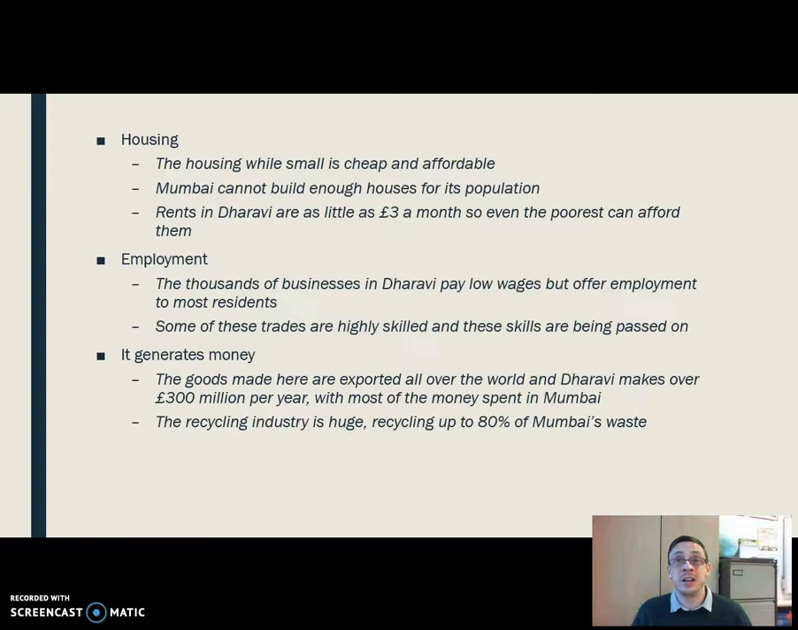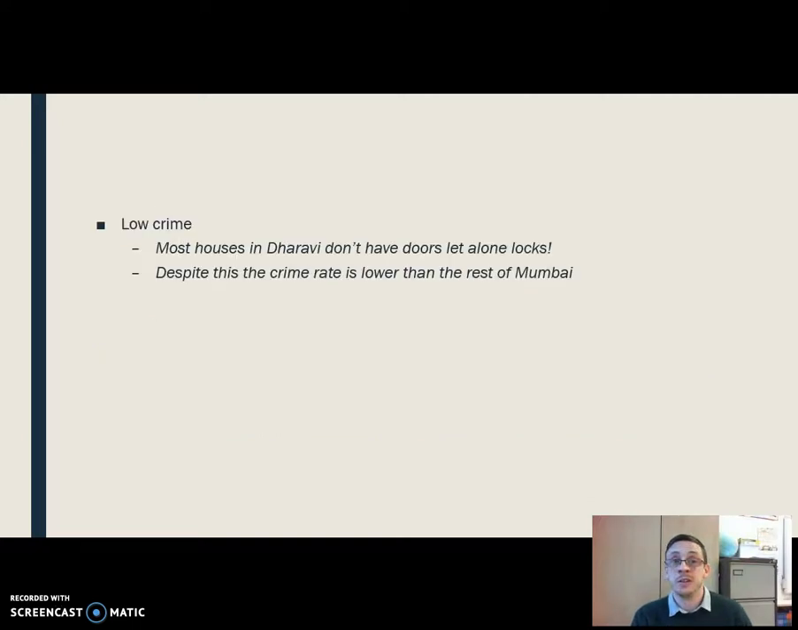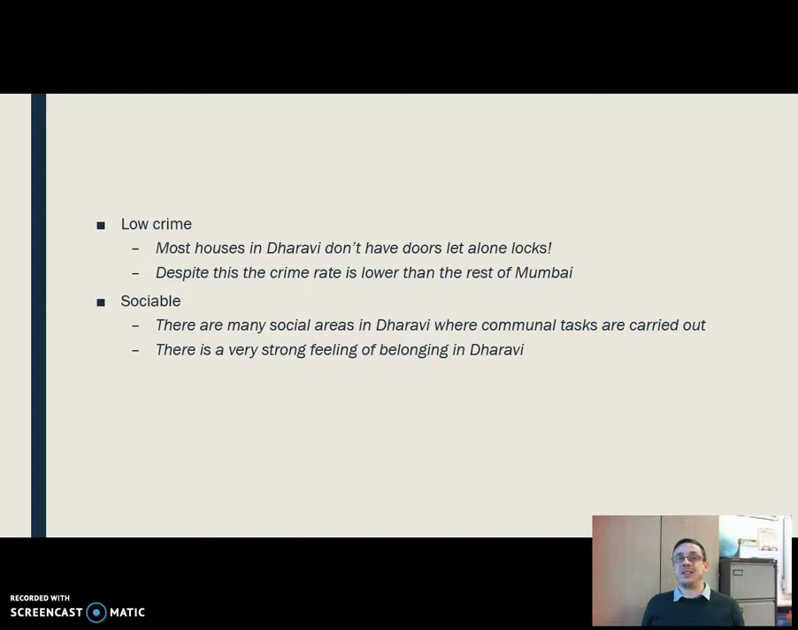Now, I mentioned earlier that Dharavi does actually make a lot of money, and the government are a little upset that they don't get access to that money. They make as much as £300 million a year, and most of that money then gets spent in Mumbai. So that is positive. The recycling industry there, it is massive, it's huge, it's very successful. Mumbai's waste, up to 80% of it is recycled. In the UK, it's less than 30%. So that is a huge, huge percentage of the waste actually getting reused because people can make money off it.